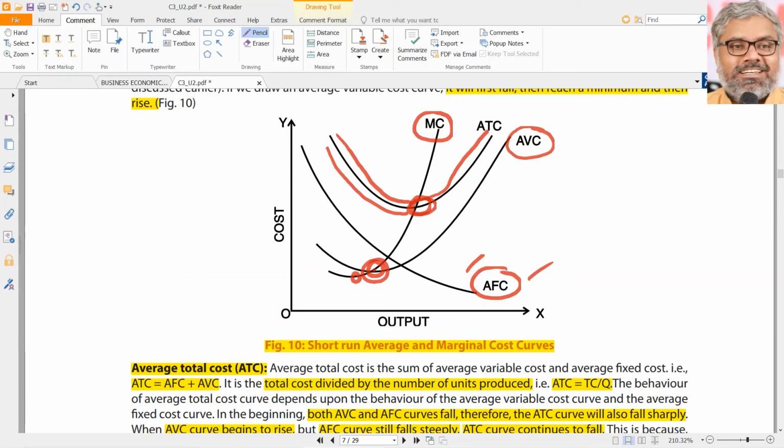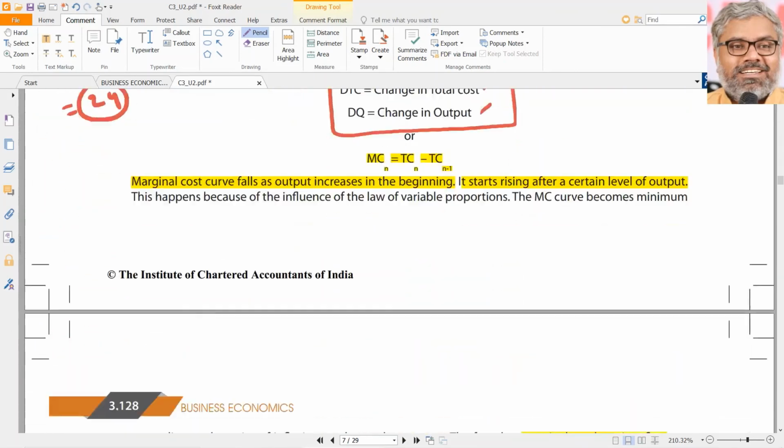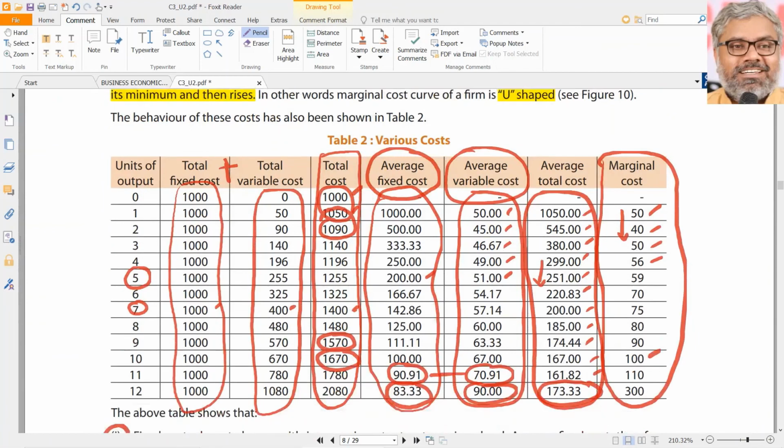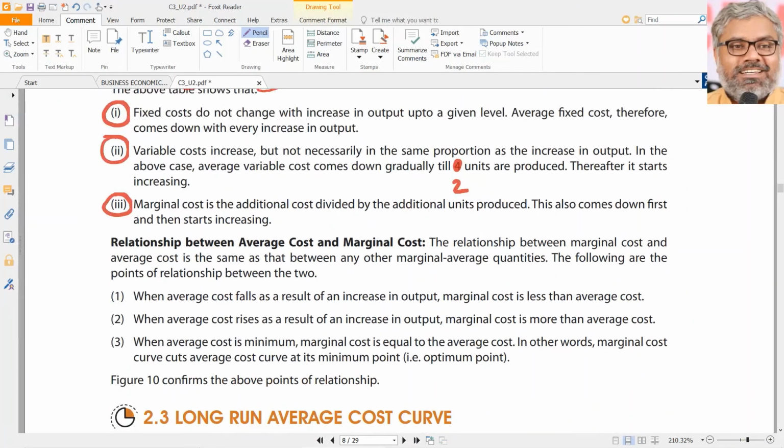Decline in production is a negative thing. Increase in cost is also a negative thing. So initially there will be positive things. Afterwards there will be negative things. That is common. That is about the short run cost curves, we can say.